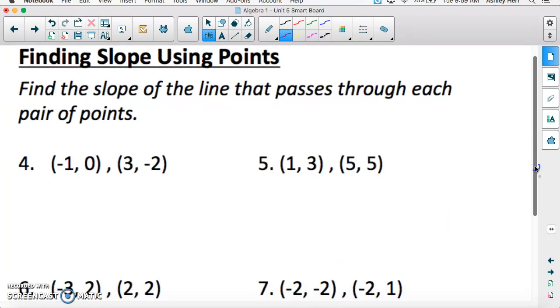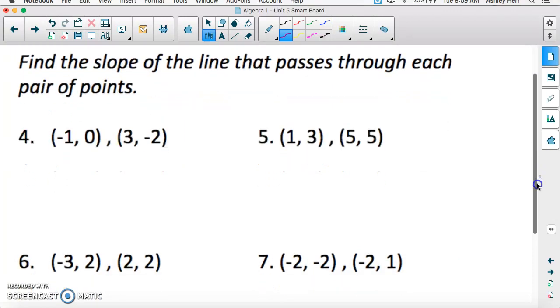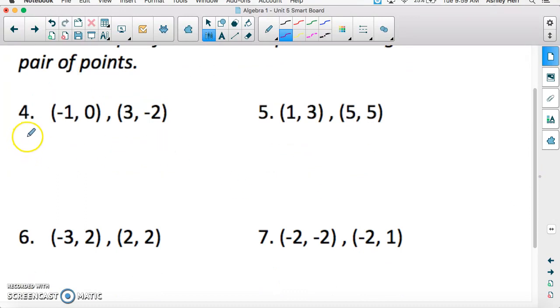Okay, finding slope using points. Find the slope of the line that passes through each point. So here we need to use our equation. Remember, your equation is m is equal to the change in your y's, y2 minus y1, over the change in your x's.